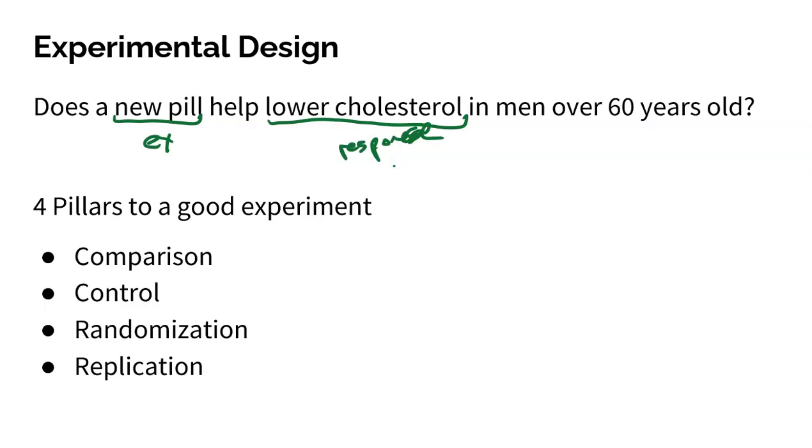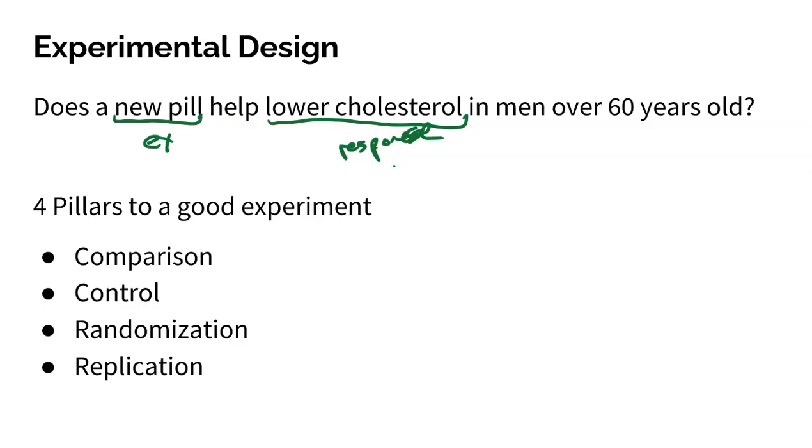So at the very least, I need to have a second group of men that get, well, nothing. No new pill. Or maybe I have a third group that gets an existing pill already on the market to help lower cholesterol, and I want to prove if my new pill is better than that. But at the very least, I have to have 2 treatment groups. I could have 10 treatment groups, but I got to have at least 2 for comparison reasons.